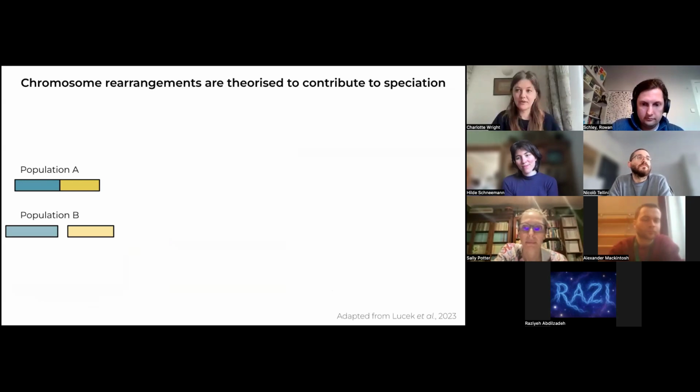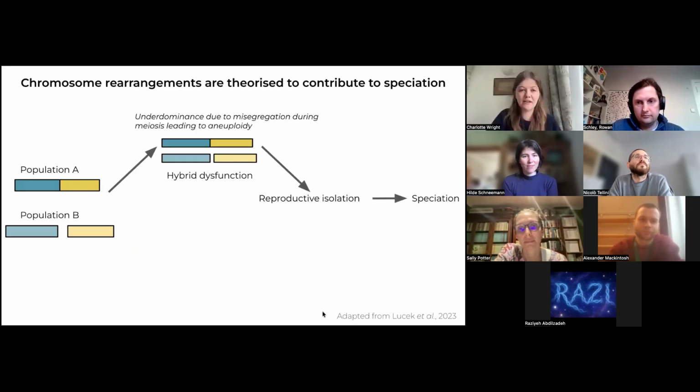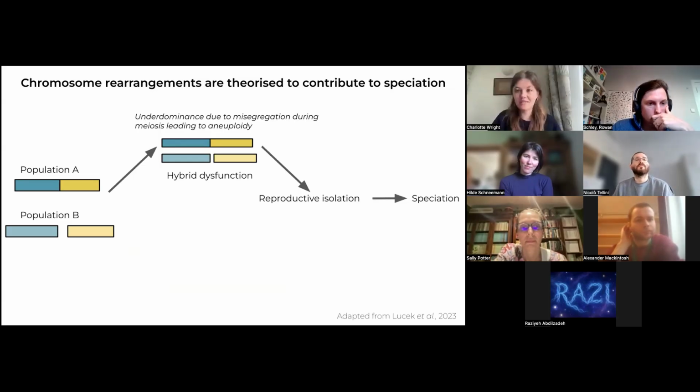how this might give rise to new species. And so there are two main theories. The classic theory is that when these two populations that have differential rearrangements come back into contact, they have problems in meiosis because of missegregation of these rearrangements, leading to aneuploidies. And so you have these heavily underdominant rearrangements that serve as barriers to reproduction, leading to speciation over long periods of time.